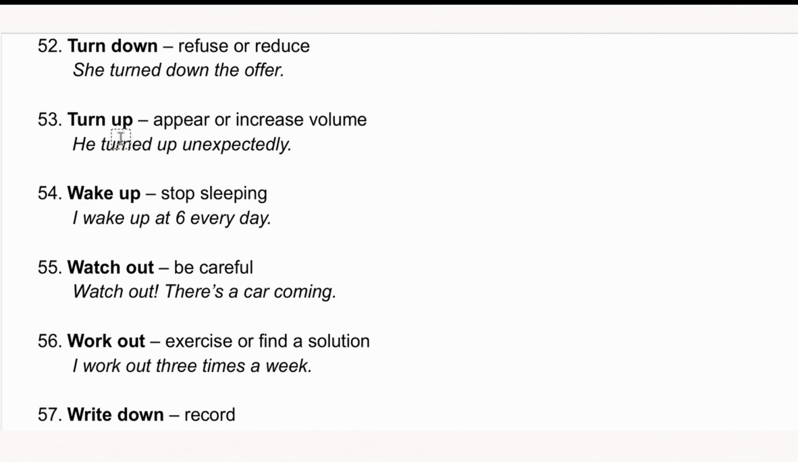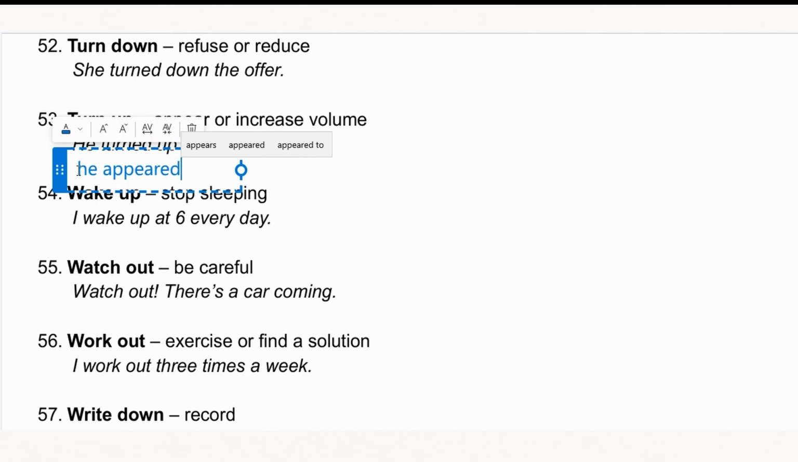To turn up. To turn up means to appear or increase volume. It has two meanings. Number one, to appear. Number two, to increase the volume. When we say, for example, he turned up unexpectedly, it means he appeared unexpectedly.